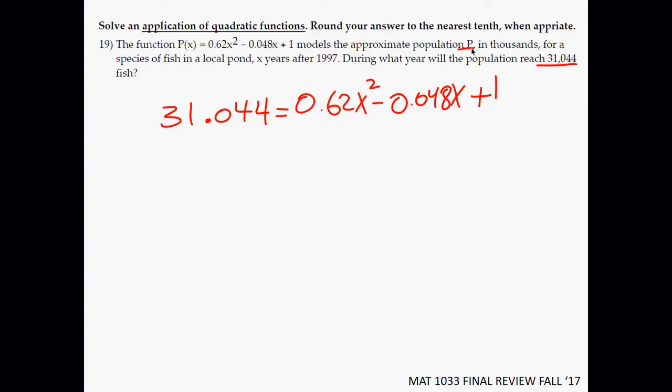Since it says p is in thousands, 5,000 means 5, right? So p would be 5. It says 31,044, that means p is 31.044. Is this clear?